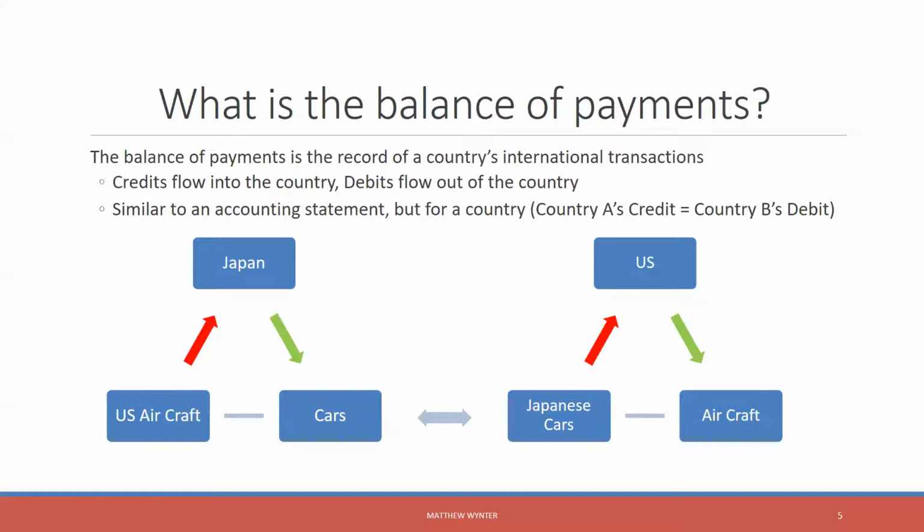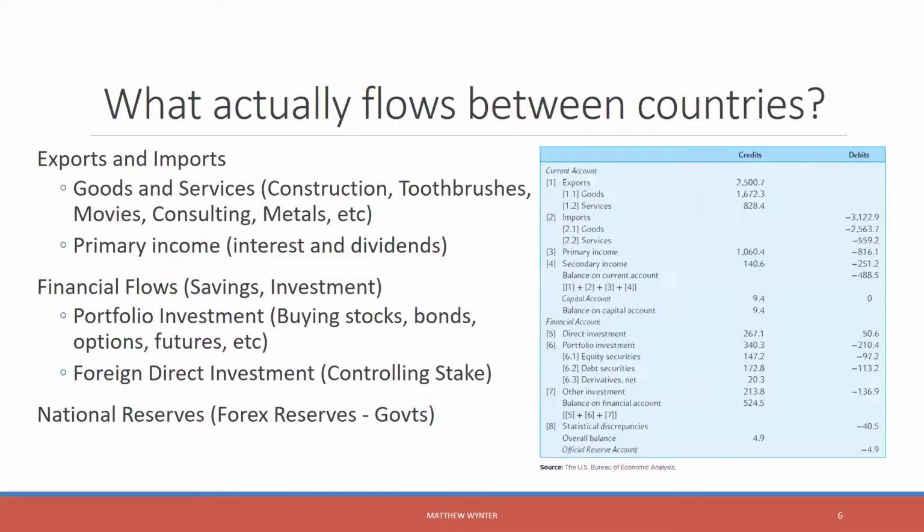And this is essentially an international accounting of all of the capital and all of the goods and services that flow between countries. So what actually flows between countries? Well, we have our current account, which are basically exports and imports, and we can have goods and services. So anything you can think of, it's exported and imported, I promise you. Construction, toothbrushes, movies, consulting, metals. We also have primary income. So this is going to be interest and dividends on investments that are made previously.